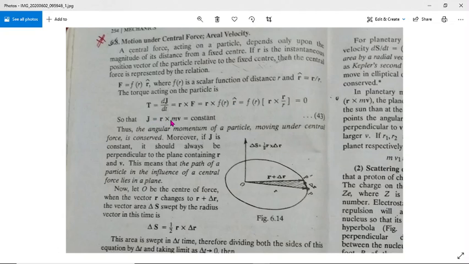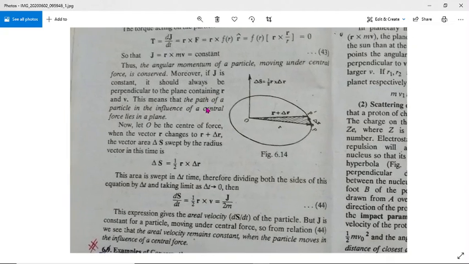We have already seen that J is constant, that is R cross mv is constant. That is, the angular momentum of a particle moving under central force is conserved. Okay. If dJ by dt equal to 0, that is the torque is 0, then J is a constant of the motion, so J is conserved. This means that the path of a particle under the influence of a central force lies in a plane.